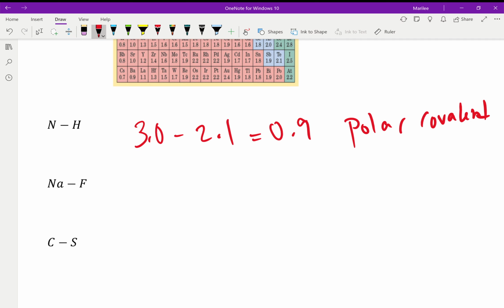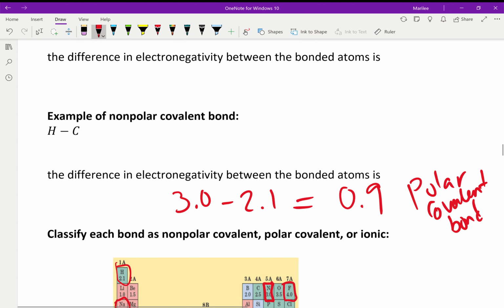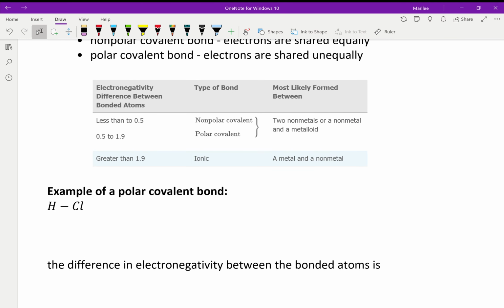Then we have Na and F. Sodium is 0.9, fluorine is 4.0. We take the difference, 4.0 minus 0.9, and we get 3.1. What is 3.1? 3.1 is greater than 1.9, therefore it's ionic.